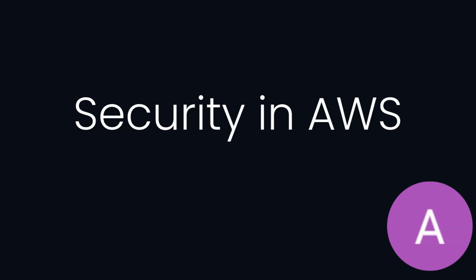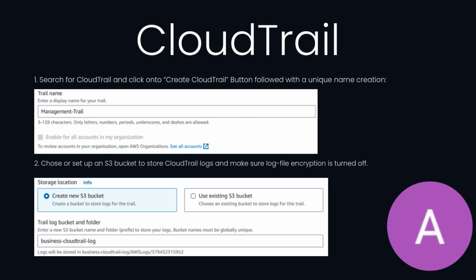First, let's talk about AWS CloudTrail. And what is CloudTrail? It helps track and log all actions performed within your AWS account. This service is critical for auditing and monitoring activities. And here is how we set it up.